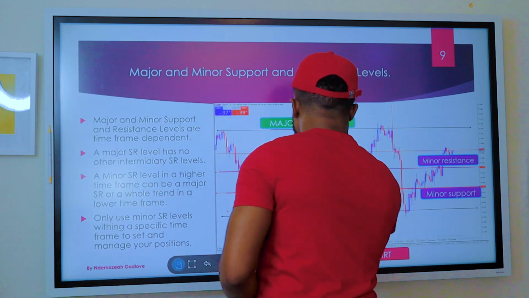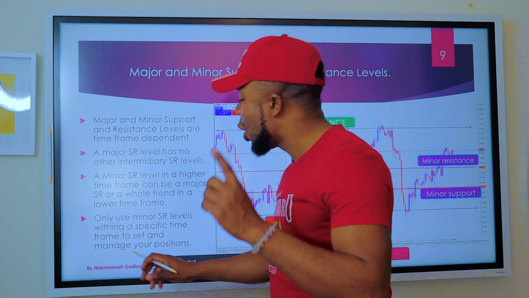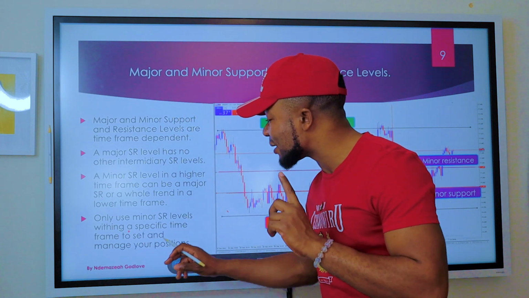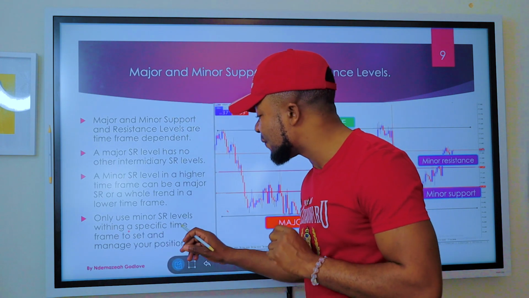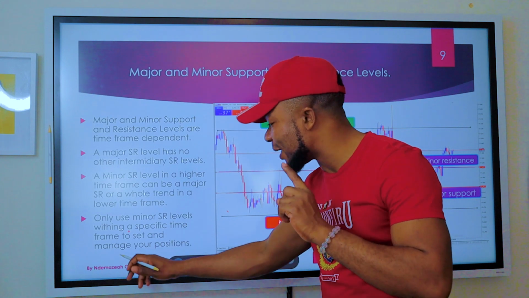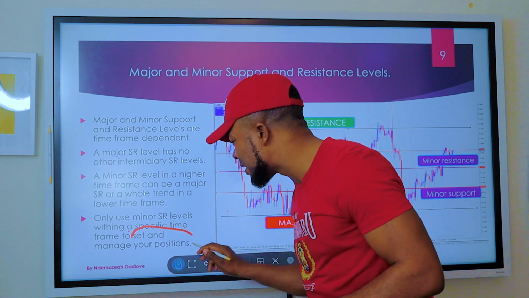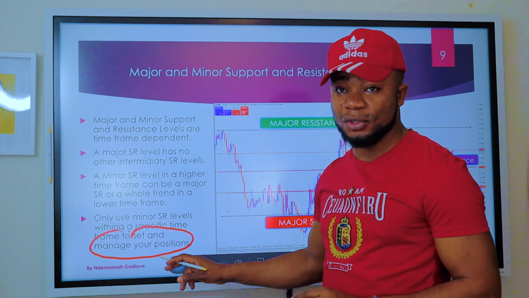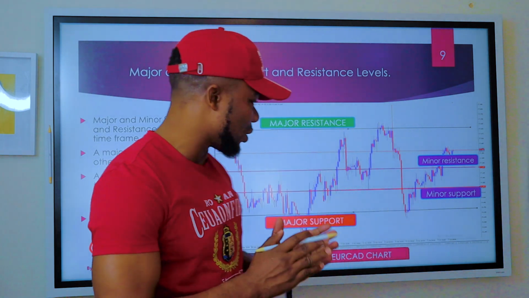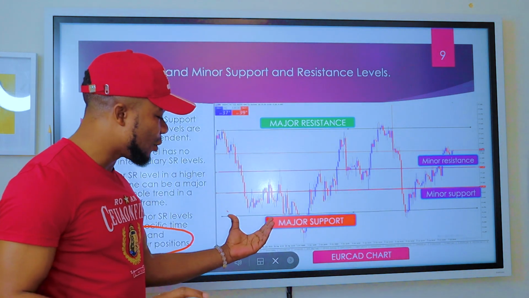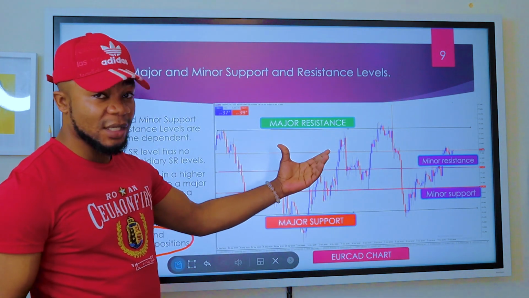And how do you use minor support and resistance? They say only use minor support and resistance within a specific time frame to set and manage your positions. Very, very important. Let me explain what I'm saying. For example, we have our support here and we have our resistance here.